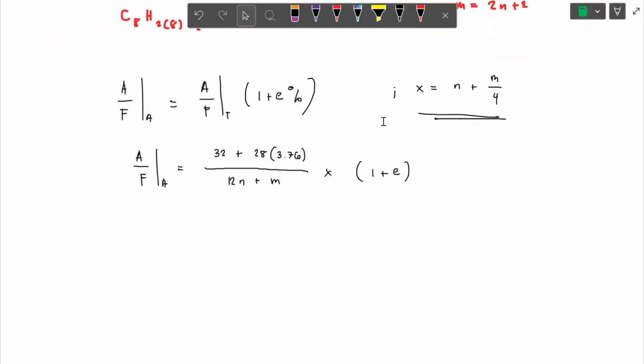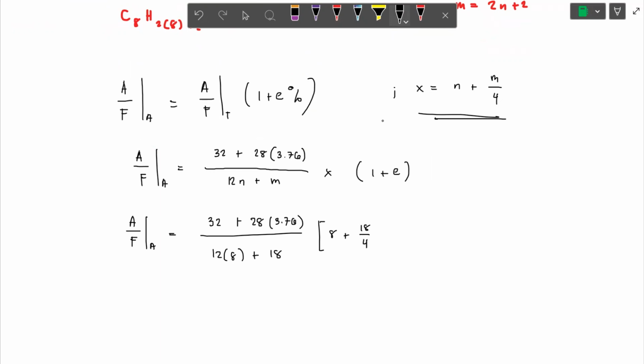Okay? So, let us solve. So, actual air-fuel ratio is equal to 32 plus 28 multiplied to 3.76 divide by 12. Yung N mo is 8 plus 18. Tapos, i-multiply natin with X. That is 8 plus 18 divided by 4. Okay? Tapos, ang excess mo dyan is 20%. So, plus 0.20. Now, you have yung actual air-fuel ratio.